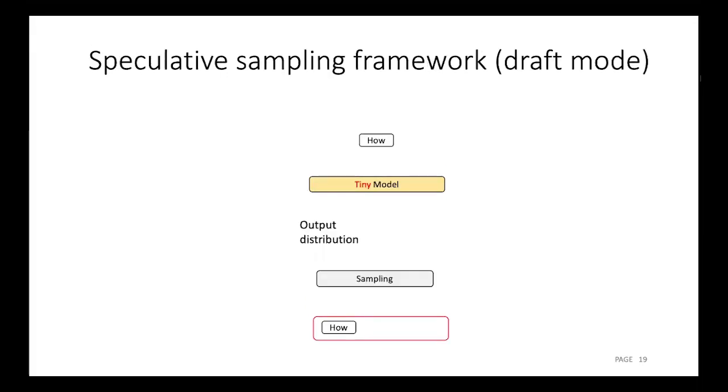There is a method that we want to highlight today, which is also the key technique that we use. It is called speculative sampling. This framework has two modes. One is the draft mode. Let's say we have the prompt "how", and we have a tiny model. In the draft mode, we input this prefix, or prompt, into the tiny model, and we get the output distribution of the tiny model, let's call it Q(how). From this distribution we can do sampling, and we get the next token, "can".